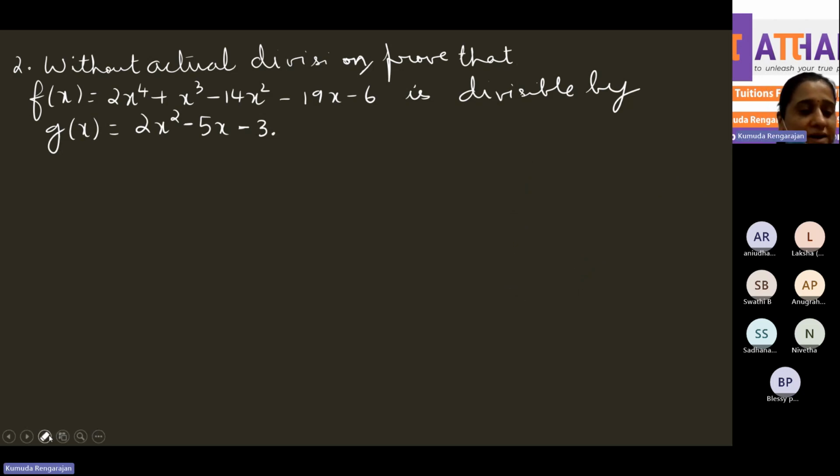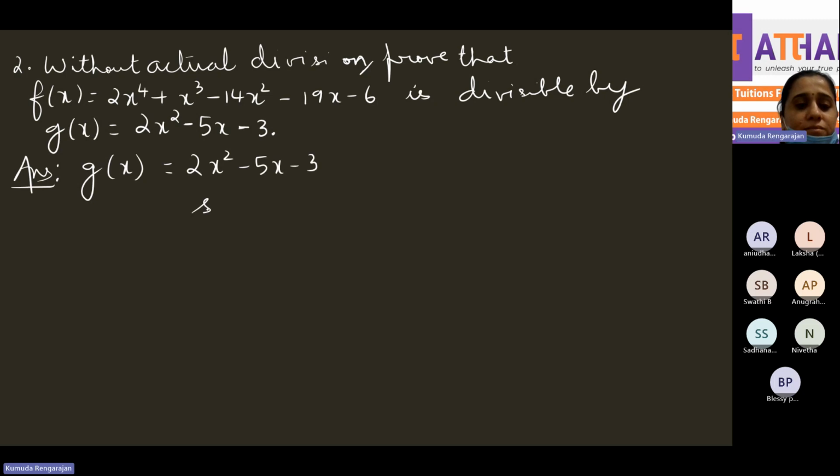So step 1 is to factorize g of x. Because g of x is like 15. So factorize. What is the sum? Minus 5. What is the product? 2 into minus 3, which is minus 6. So what are the two numbers? Minus 6 and 1. Correct? The two numbers are minus 6 and 1. So it is 2x square minus 6x plus x.